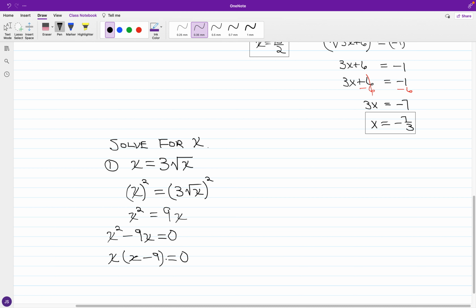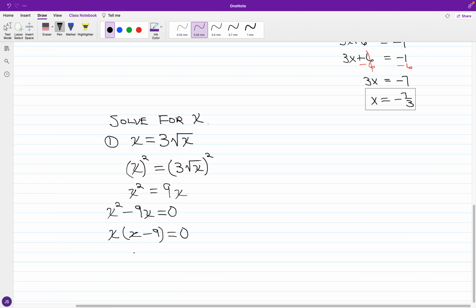Now we have 2 distinct factors in x, and utilizing the zero product property, we have x equal to 0, and x minus 9 is equal to 0, and if x minus 9 is equal to 0, I'm going to have that x is equal to 9. Now we have 2 apparent solutions with 0 and 9. And what I can do here is check the results.